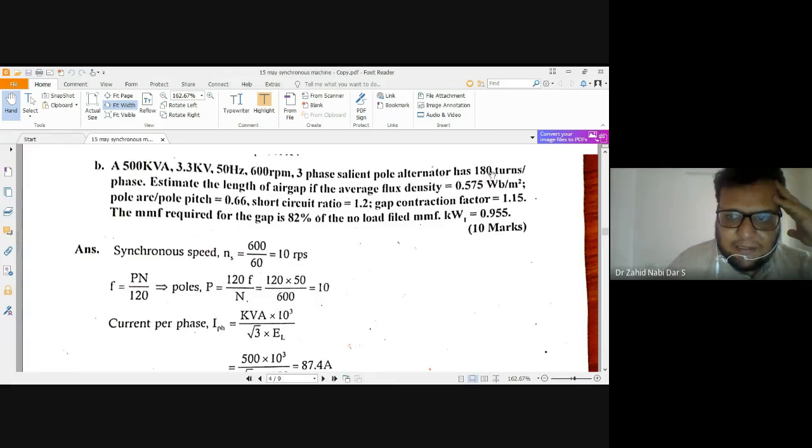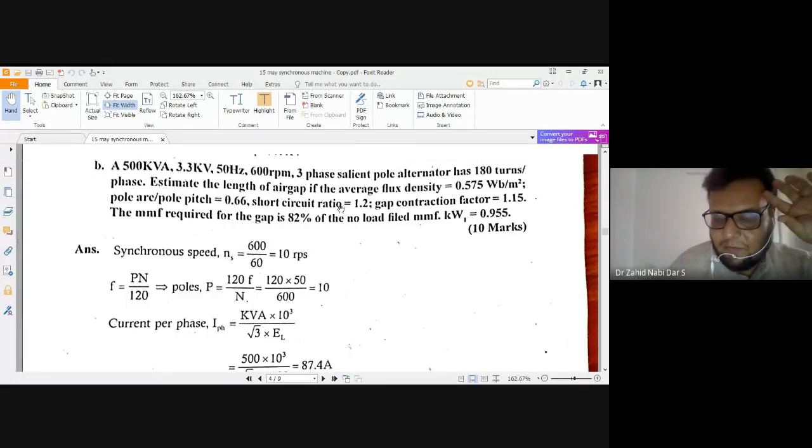Three-phase salient pole alternator has 180 turns. T phase is also given, so Z phase you can calculate as 6 into 180. Estimate the length of the air gap. Now he's telling that the length of the air gap is needed. If the average flux density, this is flux density BAV, this is not flux. This is flux divided by area. And pole arc by pole pitch, this is what? Pole arc by pole pitch. L by tau ratio is 0.66. Short circuit ratio. Now see here, yesterday we have seen SCR, and I have given you one formula for SCR in terms of ampere turns. So that formula is very important.